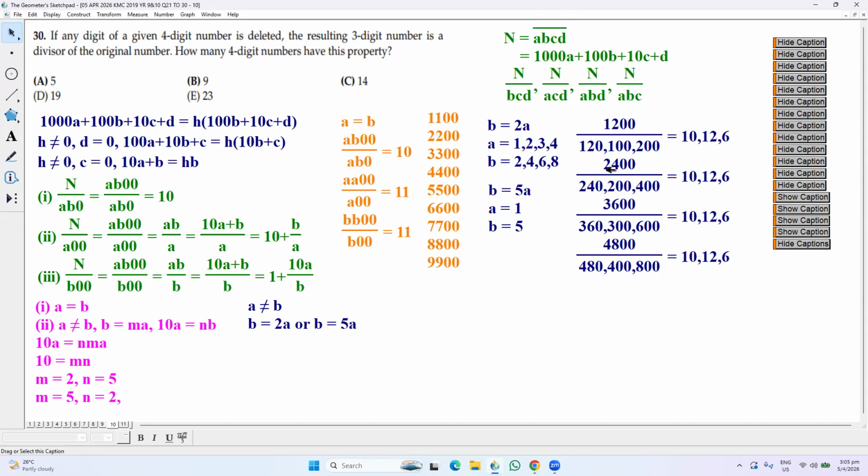So B is 2A: 2 then 4, 3 then 6, 4 then 8. And if you delete the 0, you get 10. Then here 12 and here 6. So always 10, 12, 6.